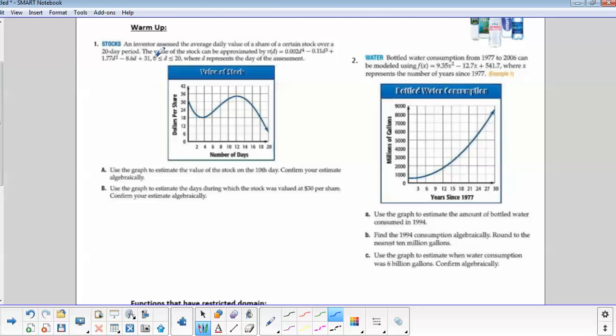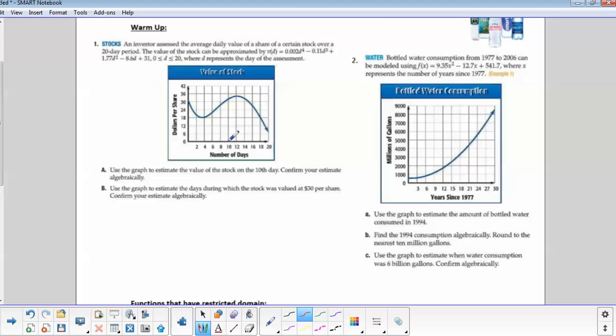In the first one, an investor assessed the average daily value of a share of a certain stock over a 20-day period. So here you see the 20-day period. The value of the stock is approximated with this function, where D represents the day of the assessment. The first problem says to use the graph to estimate the value of the stock on the 10th day.